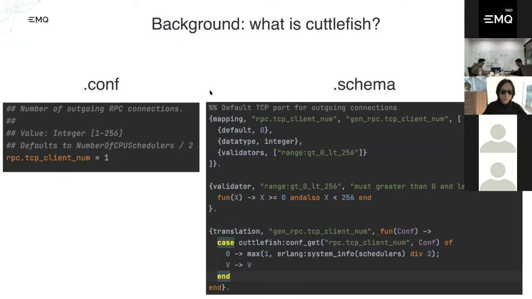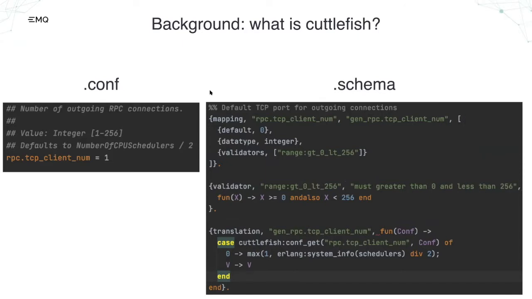Sure. So before we get into the topic, let me shortly introduce Cuttlefish, which EMQX uses to read config files. Basically, Cuttlefish is a converter that takes a config file as an argument and generates prop lists in Erlang runtime. You also have to pass a schema file to let Cuttlefish interpret the config file. And there are three types of schema elements in Cuttlefish: mapping, validator, and translation.